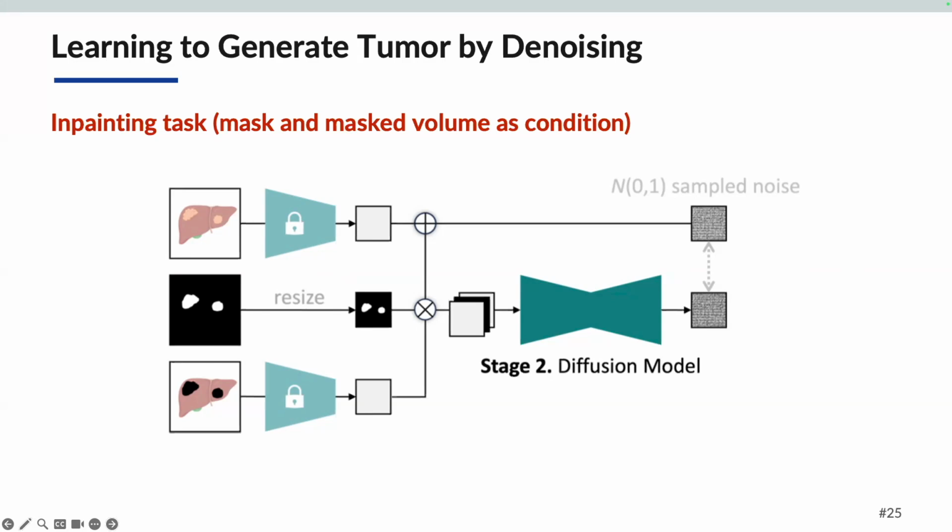To address this, we use an inpainting approach that makes the generative model focus on learning the tumor region only, and this reduces the complexity and the difficulty of training and generating the target or new tumor data. So we use the mask and masked volume as a condition to perform the denoising process in the diffusion model.